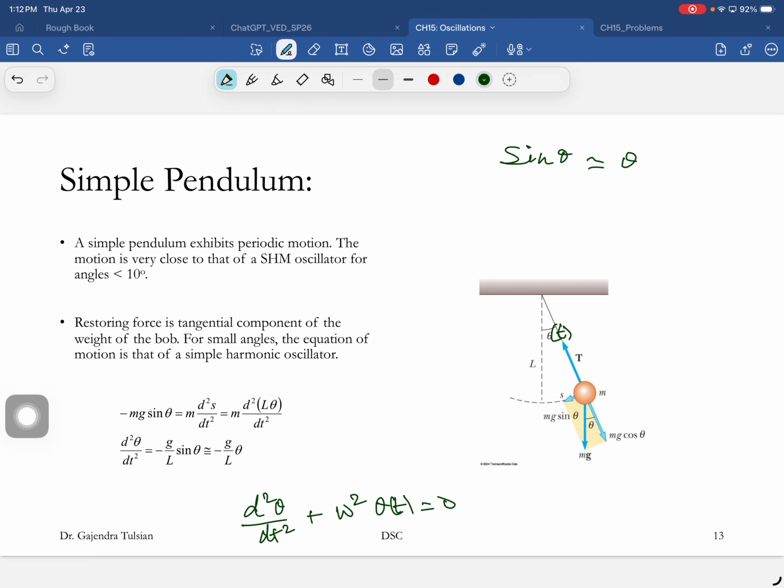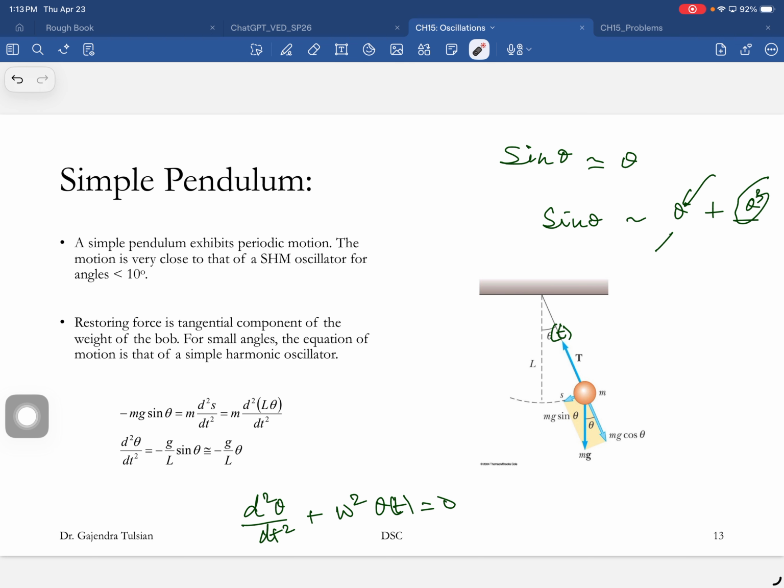So if you do the Taylor series of sine theta, the Taylor series is theta plus theta cubed and so on. For small angles the higher terms are negligible, and sine theta will be approximately equal to theta.